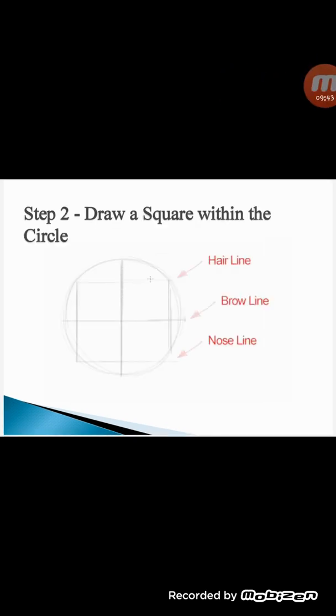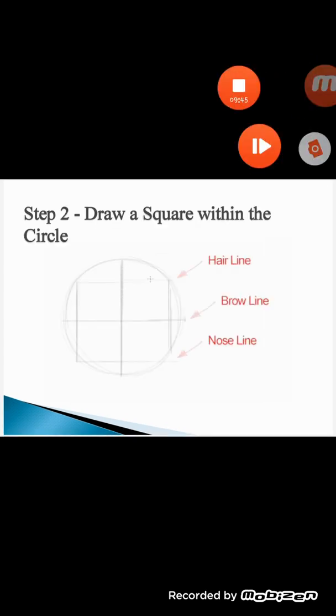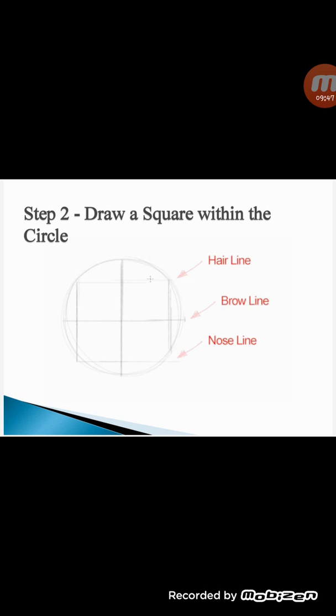Step 2. Draw a square within the circle. Next, we will draw a square in which each corner touches the circle. The sides will eventually represent the edges of the face. The top line will eventually become the hairline. The bottom line will become the nose line, while the center line will become the brow line.